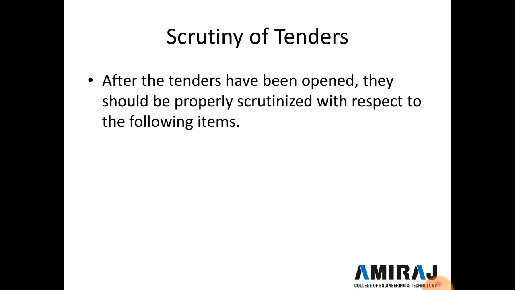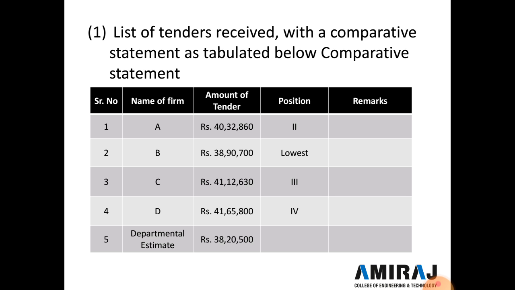Now next is scrutiny of tenders. Scrutiny of a tender is done after the tenders have been opened; they should be properly scrutinized with respect to the following items. Here is the list of the tenders received with a comparative statement, tabulated below: name of the firm, amount of tender, position and remarks. Here ABC, different types of firms are given, and the departmental estimate is 38,20,500 rupees, and here ABCD, 4 firms have filled up the tender.